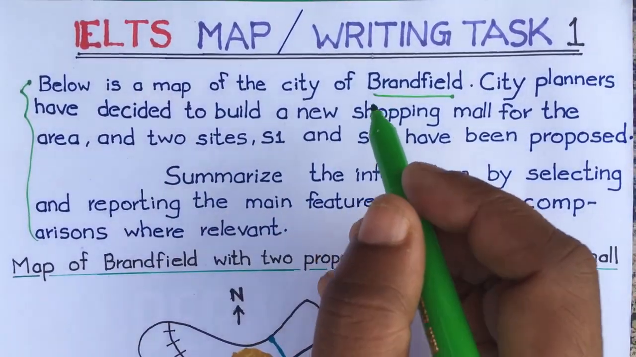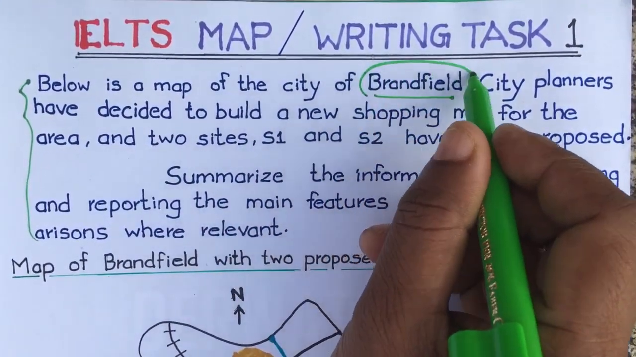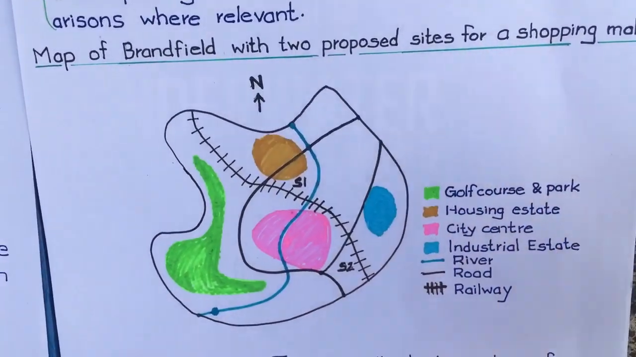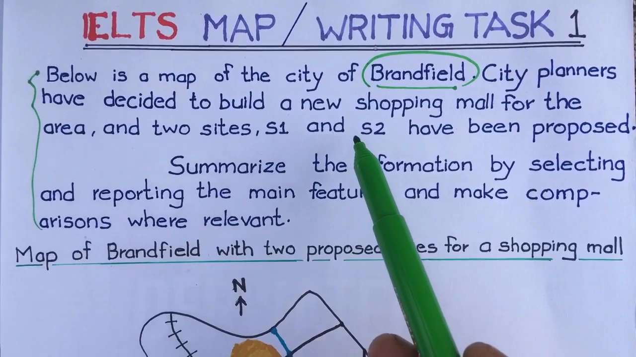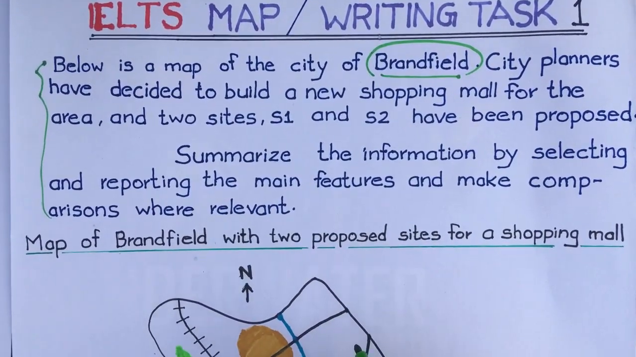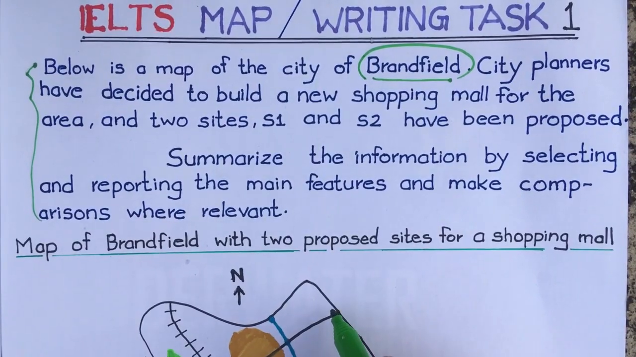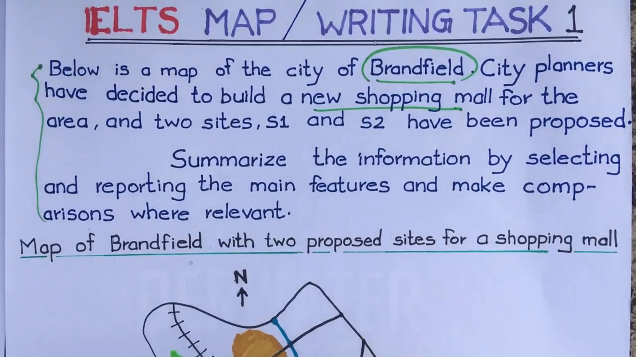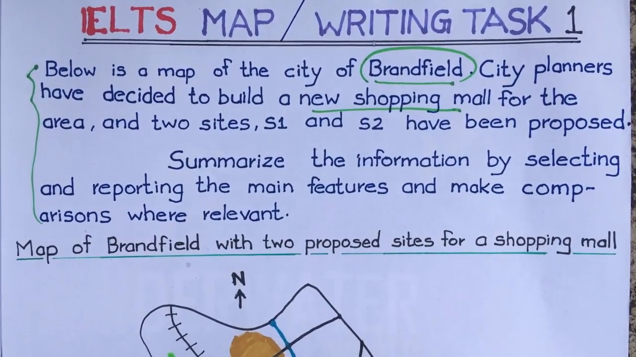Below is a map of a city of Bradfield. So this is a map of a particular city called Bradfield. You got it? City planners have decided to build a new shopping mall. So in our country also there are many city planners, right? They plan the buildings, so they have decided to build a new shopping mall, instead of the old one.